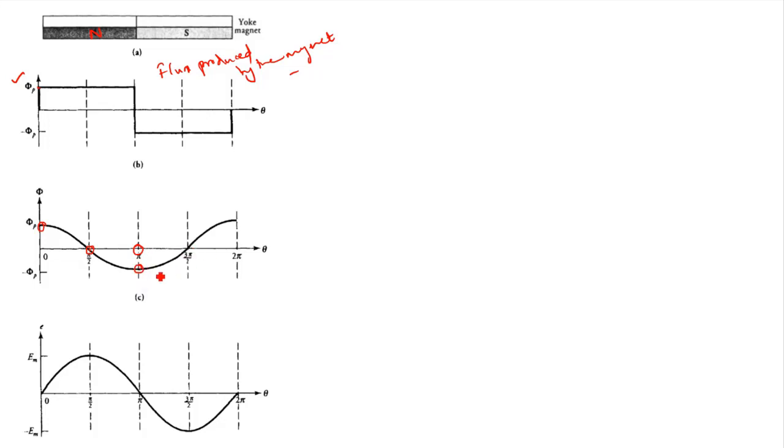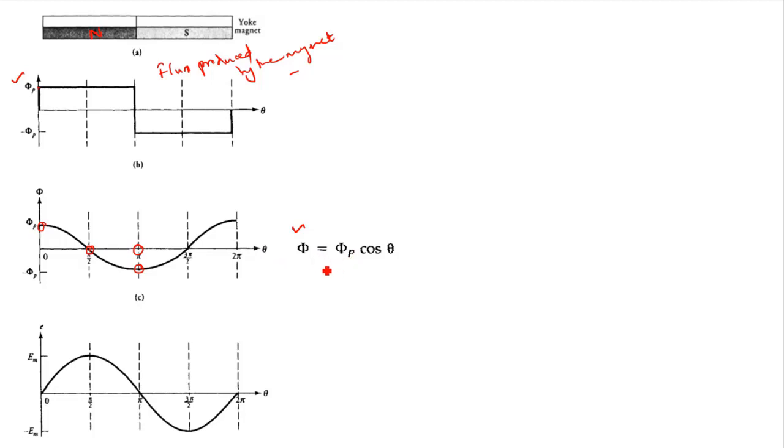Now as we rotate the coil, the cycle will repeat. So this is the flux linkage of the coil. Now if we write the function for this flux linkage, I can write it as phi equal to phi p cos theta, if I say theta is the angle of rotation.